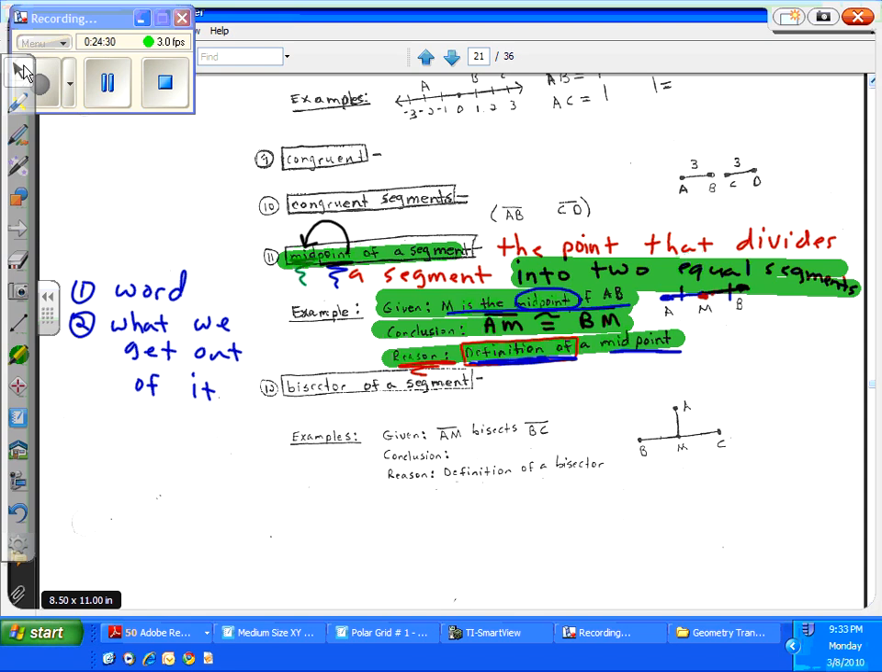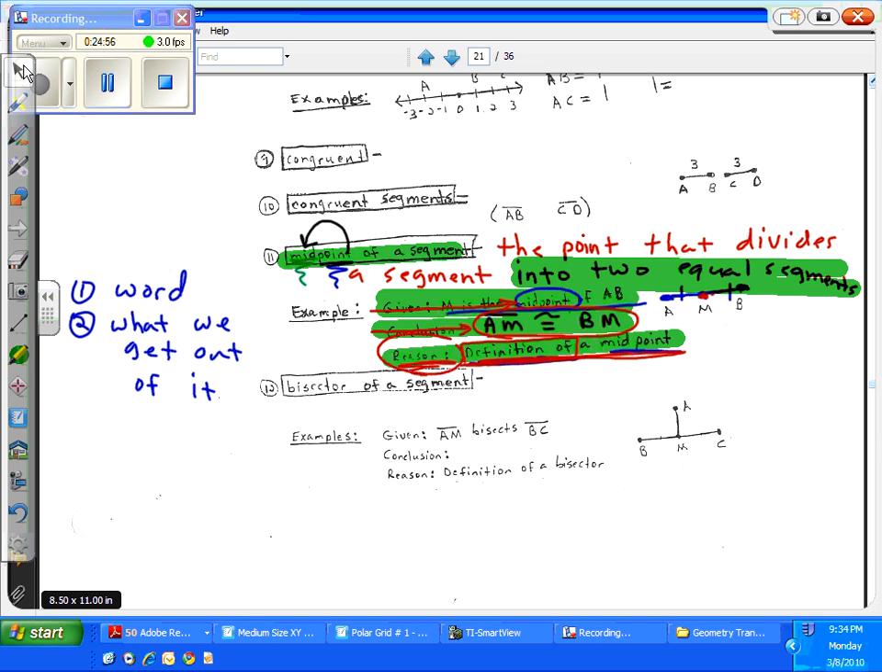But notice, we were given the word midpoint, and we said, well, what do we get out of a midpoint? Well, we get two congruent segments. So we have the word midpoint, the what we get out of it, two equal segments. Since we have those two statements, we can use the reason definition of a midpoint.